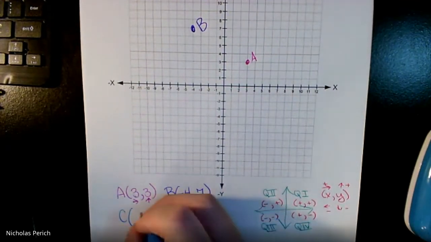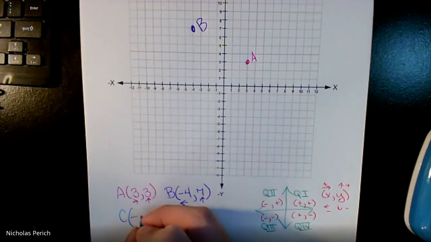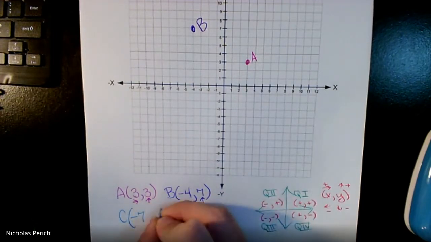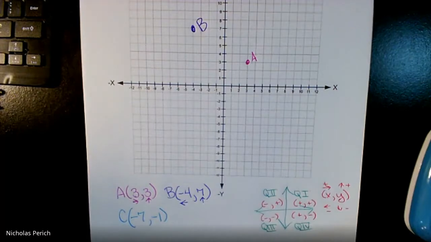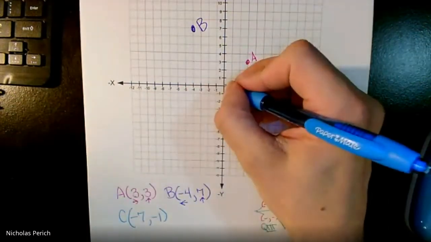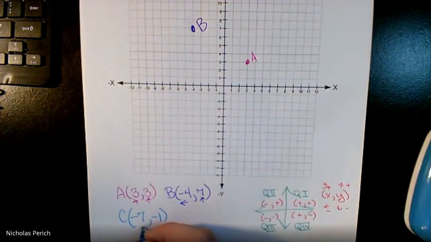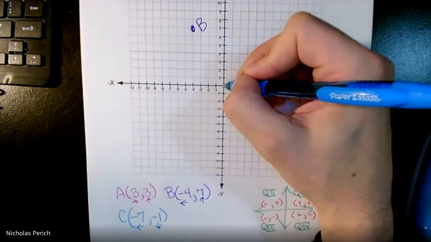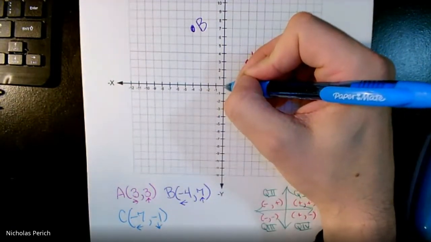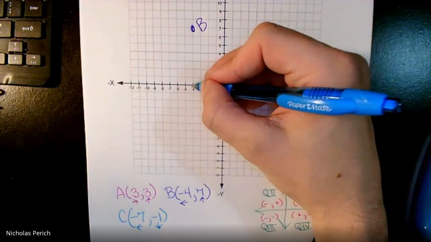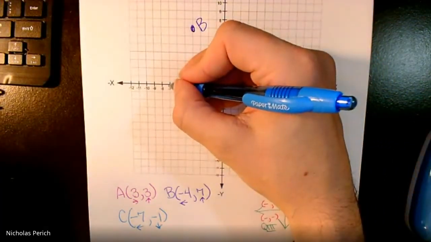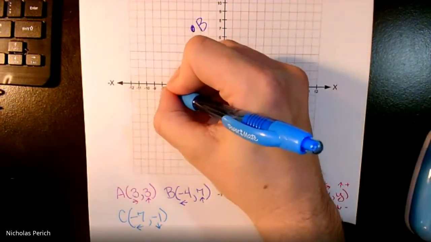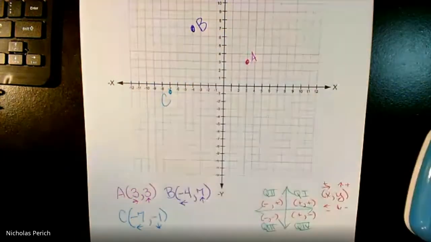C is going to be, let's do -7, -1. I'm going to start at my origin. -7 means left 7, and -1, which is a Y value, means down 1. So I'm going to start at my origin, and I'm going to go left 1, 2, 3, 4, 5, 6, 7, and I'm going to go down 1, put a circle there, call it C.